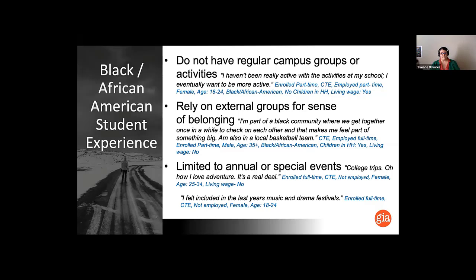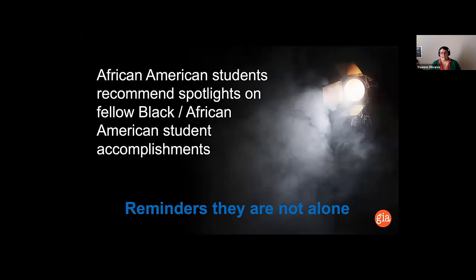Now, along with all these things, we asked students what would actually make them feel like they belong on their campus. And the solution they came up with was pretty simple. African American students recommend that their colleges have spotlights on fellow Black and African American students and their accomplishments. When we asked, what is it about these spotlights?